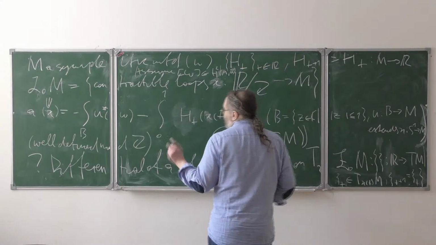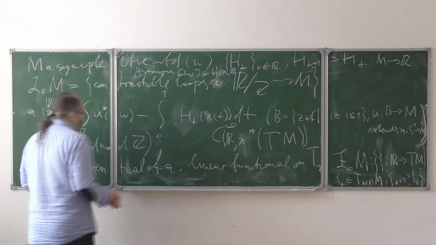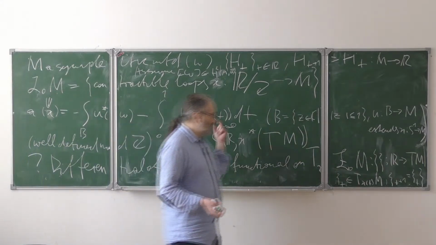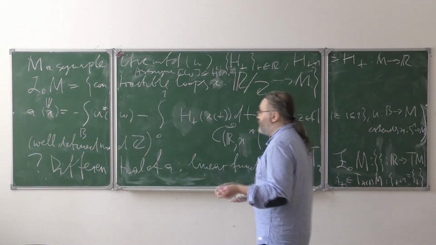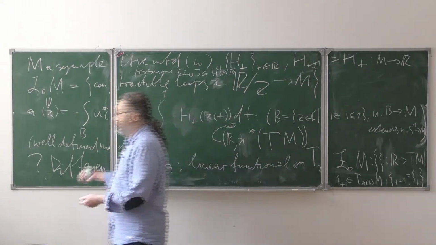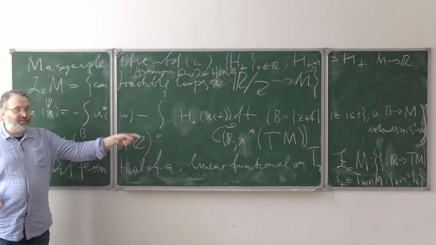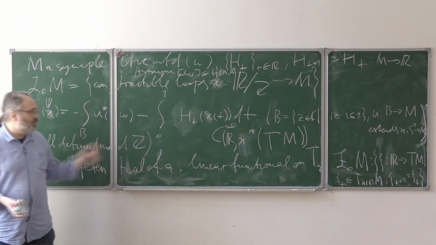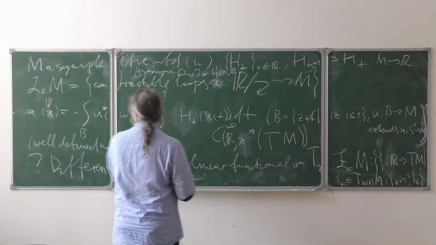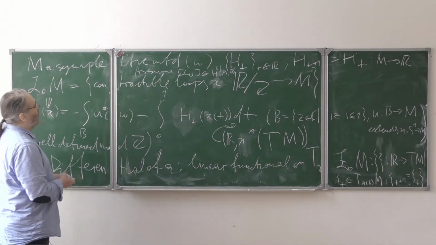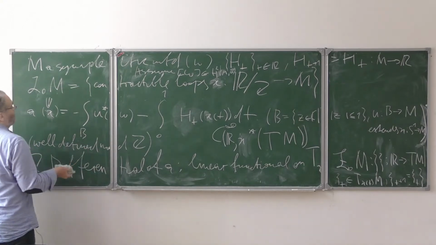Okay. Now, anyway, let's pretend this space is indeed a smooth manifold, and let's calculate the differential of the action functional. Well, what does this mean? Let's see.